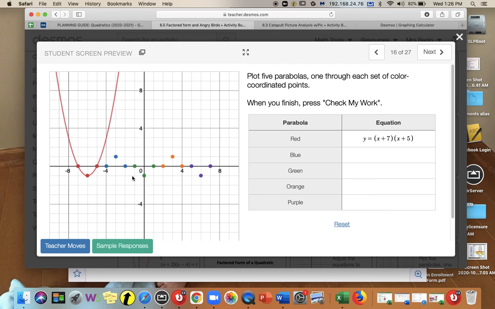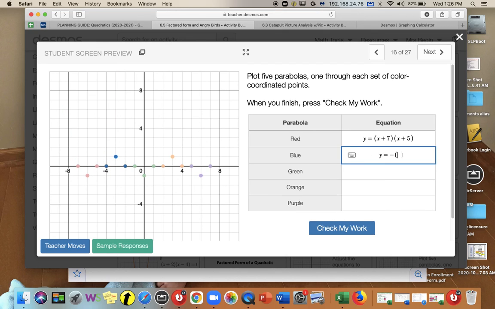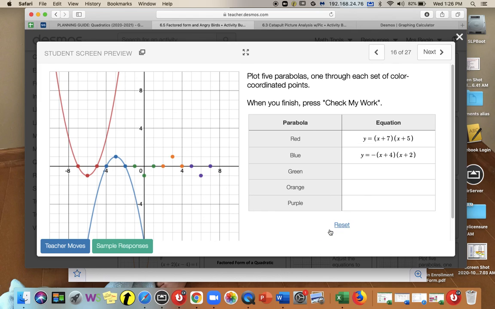All right, now the second one is upside down, so I know there's going to be a negative in front. What are the zeros? It looks like negative 4 and negative 2. So the opposite of negative 4 is 4, and the opposite of negative 2 is 2. Check my work, and it graphed it. Perfect. Let's do the green one.